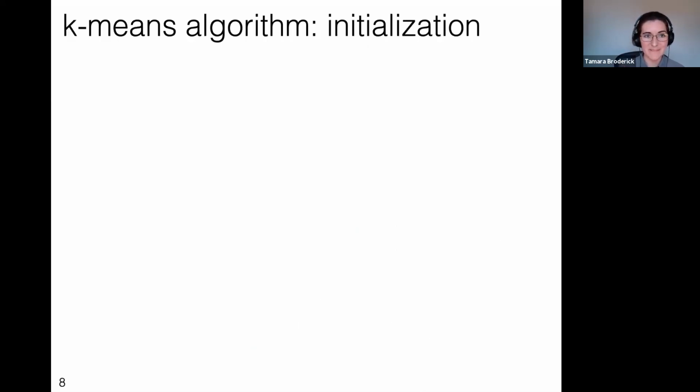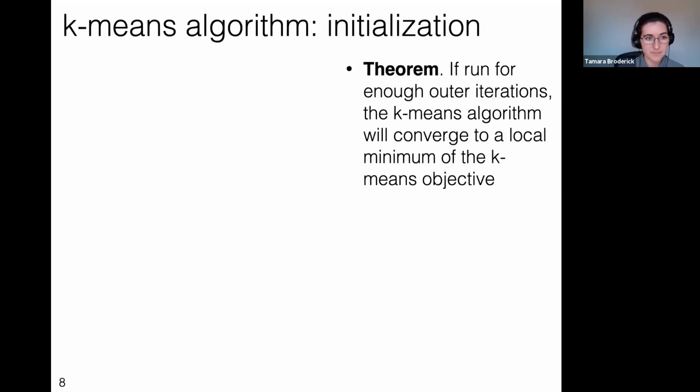Okay, before we get to that, let's talk about initialization of the k-means algorithm. First of all, why are we doing the k-means algorithm at all? Does it even work? Does it do anything useful? Here is a result that you can prove for yourself if you think about it for a bit. If we run the k-means algorithm for enough outer iterations, so I'm talking about that big T iteration on the outside, the biggest for loop, then this k-means algorithm will converge to a local minimum of the k-means objective. What I mean here by converge is just that it will stop changing.